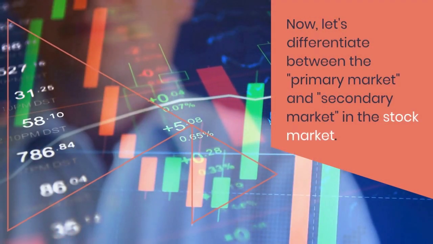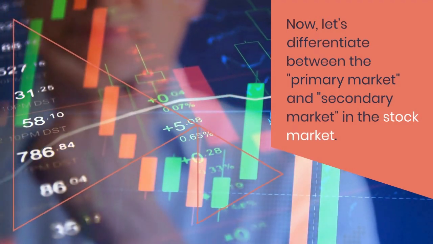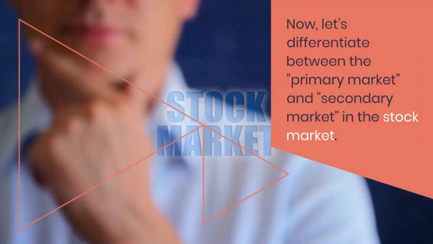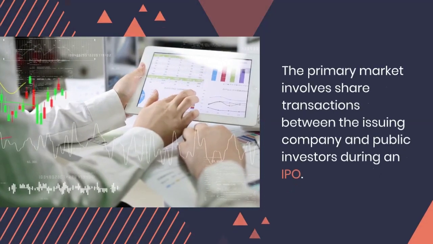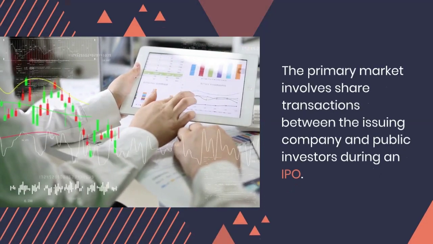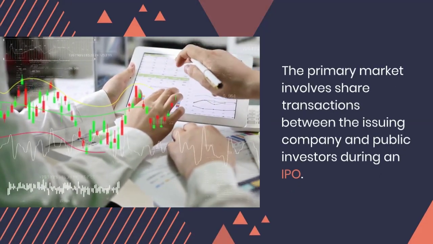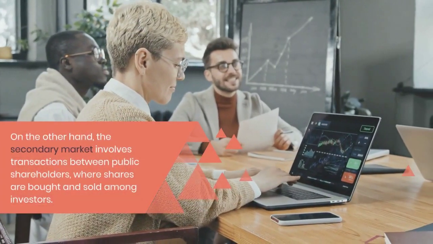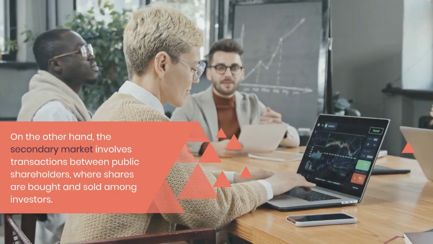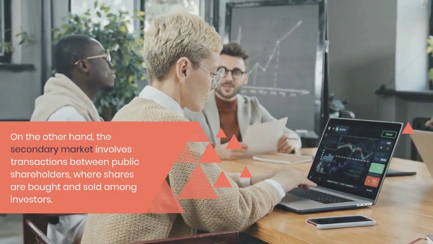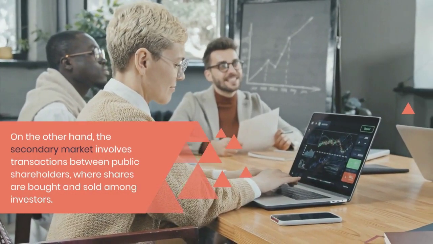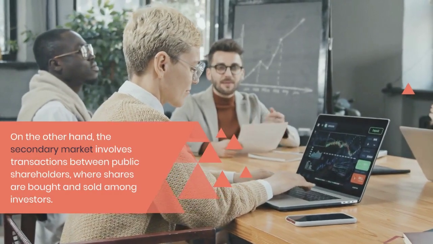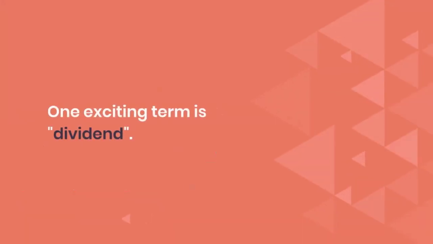Now, let's differentiate between the primary market and secondary market in the stock market. The primary market involves share transactions between the issuing company and public investors during an IPO. On the other hand, the secondary market involves transactions between public shareholders, where shares are bought and sold among investors.